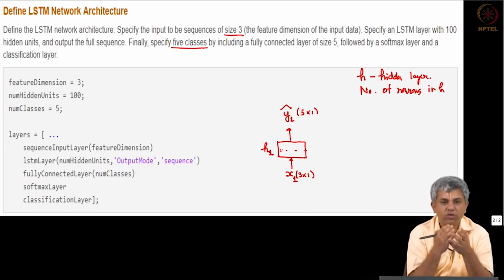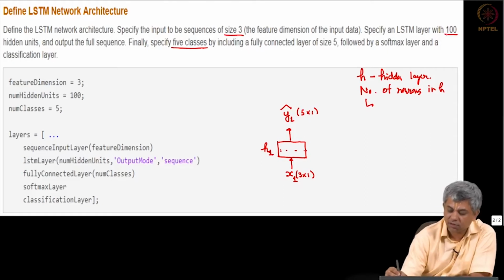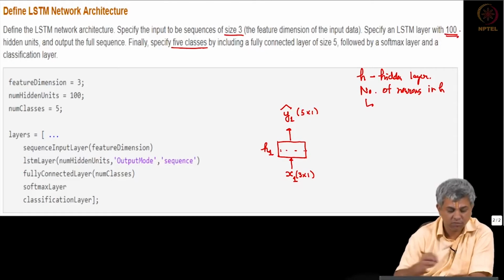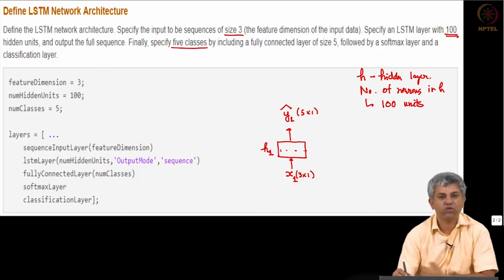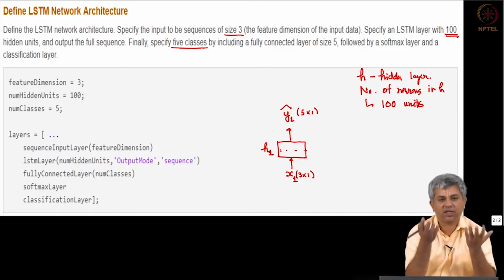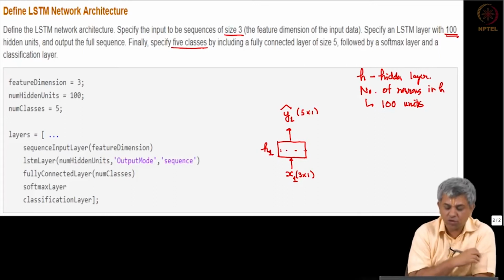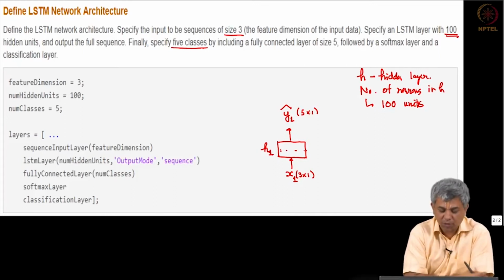Only thing is, once we choose it, through the time sequence we will keep this fixed. Okay. So, in this case, the MATLAB example has chosen 100 units, but you can choose any number. Obviously, if you use smaller, you will have lesser expressibility, but you will train faster. Okay. So, we are going to choose 100 units for this particular example.